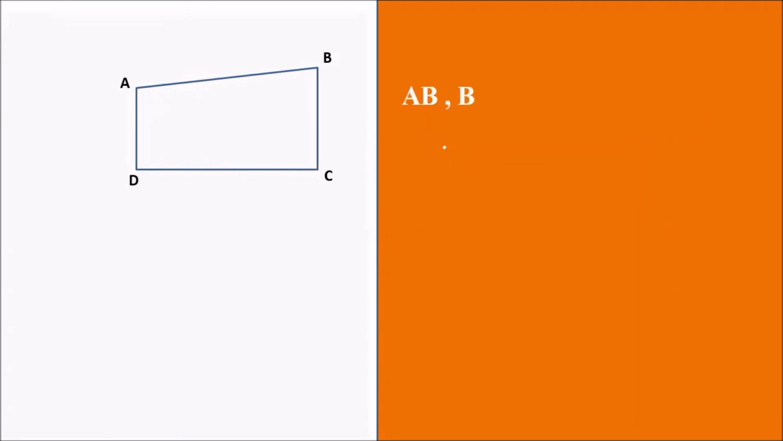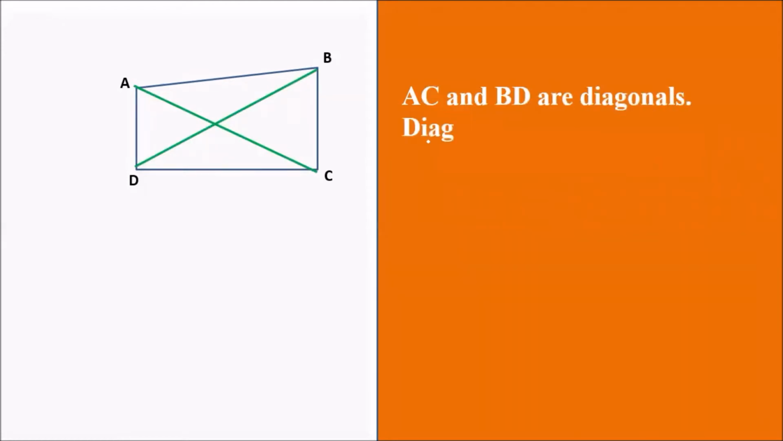Now, what are its sides? AB, BC, CD and AD are the sides of this quadrilateral ABCD. A, B, C and D are called vertices. Vertices is the plural of vertex. Now, AC and BD are called diagonals.